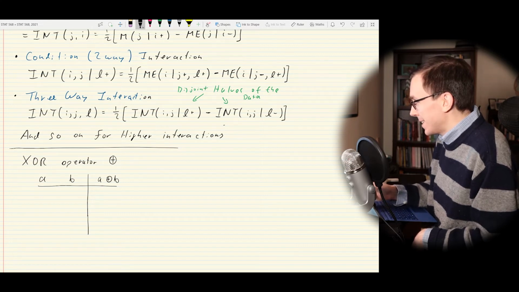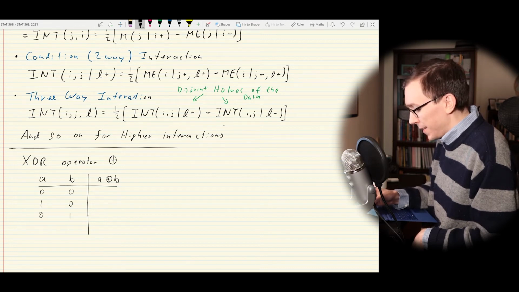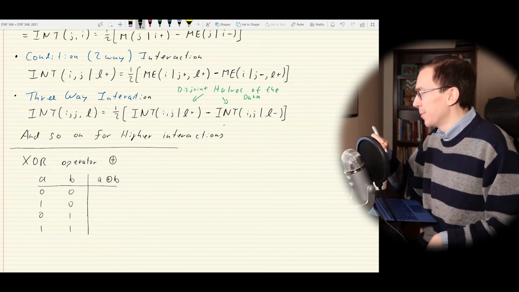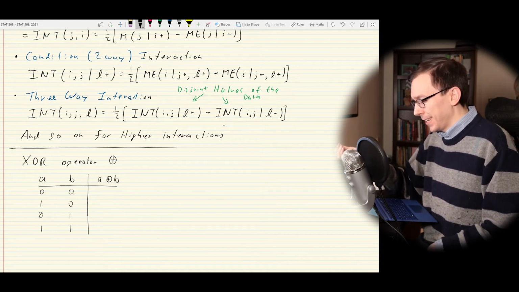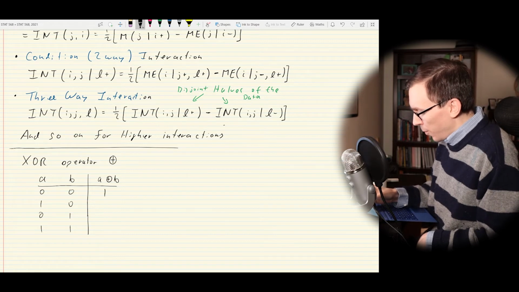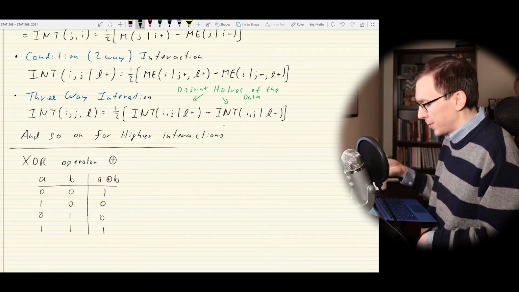So if I have, let's say, 0, 0, 1, 0, 0, 1, and 1, 1, then what I'm saying is, do the two things agree or disagree? If they agree, I put a 1 in the last column. If they disagree, I put a 0 in the final column.